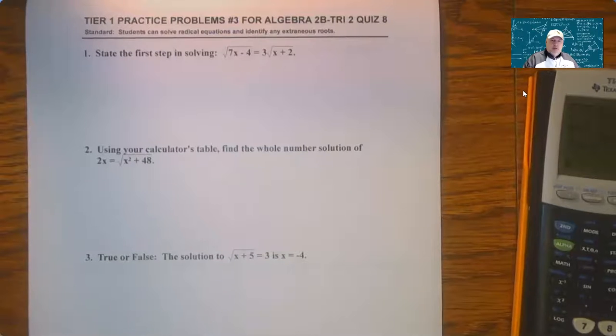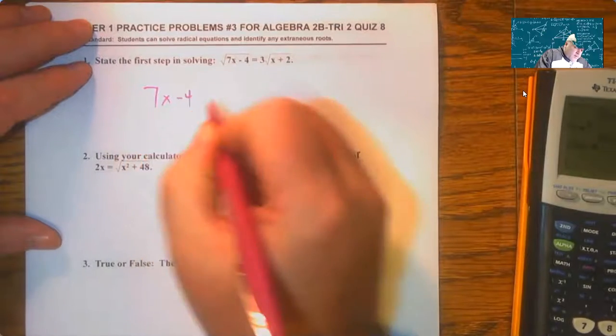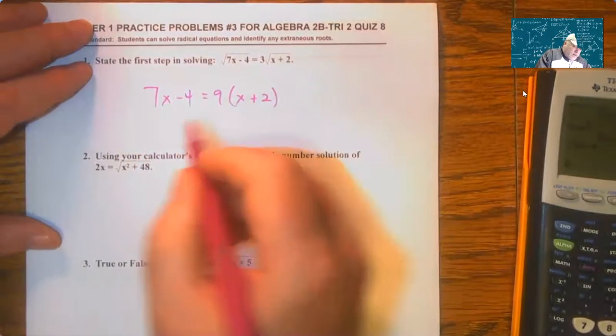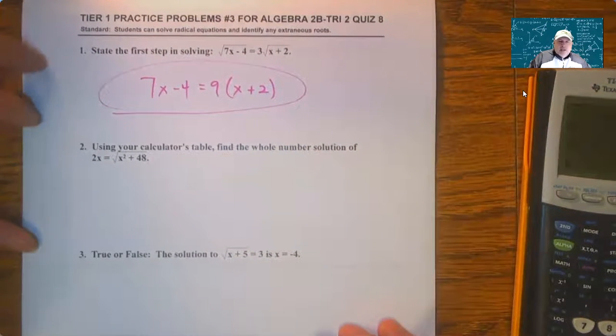This is practice quiz 3 for quiz 8. So in problem 1, you want to square both sides. Don't forget to square the 3. You need a set of parentheses there. That is step 1. Using your calculator's table.